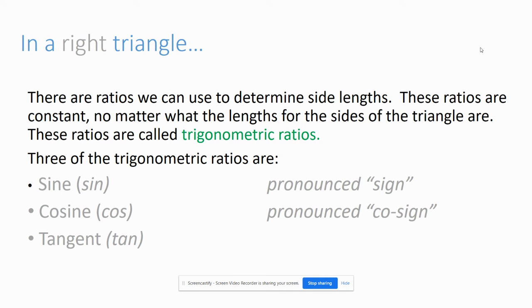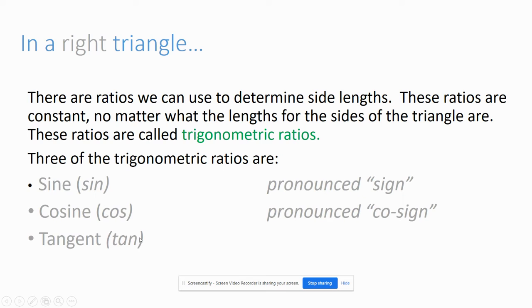In a right triangle, there are ratios that we can use to determine side lengths. The 3 ratios that we will study are sine, cosine, and tangent. Make sure that you practice saying these out loud because it's very common for people to mispronounce these words. Sine, cosine, tangent. The number one mistake that I hear kids make is they pronounce this as sin. No, in math, this is sine.